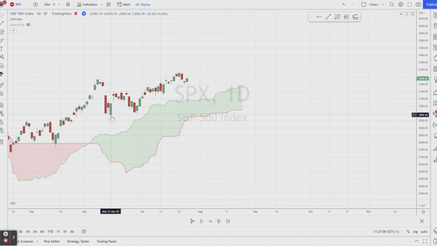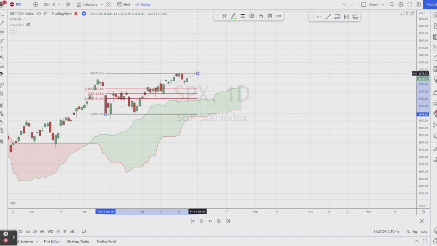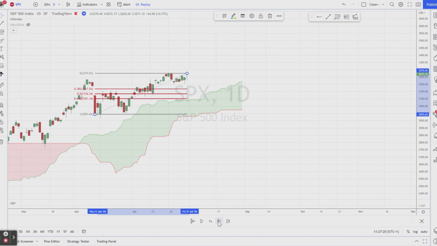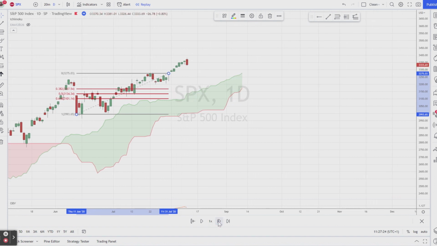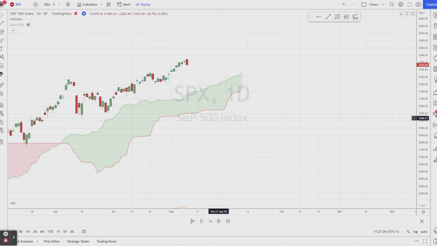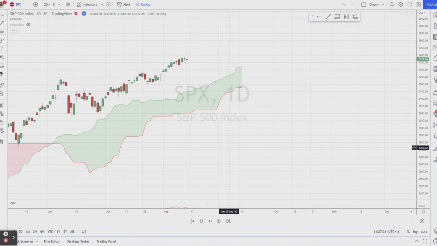We have this low to work with, so we can measure this movement. If we go down from here, we expect that not to go below this point because that is the Fibonacci retracement last level for us, and also you have the cloud. No, it just continued. It just continues. And there you go.